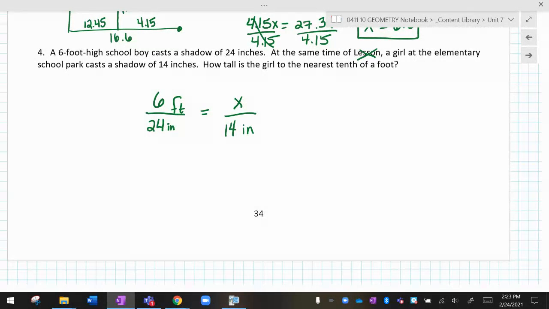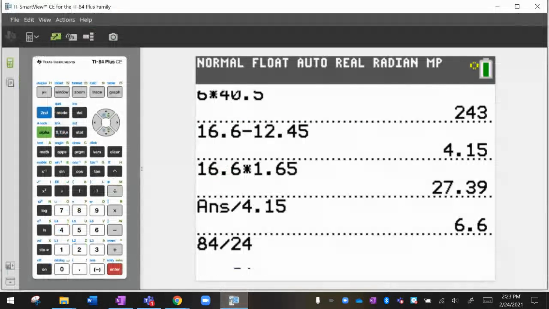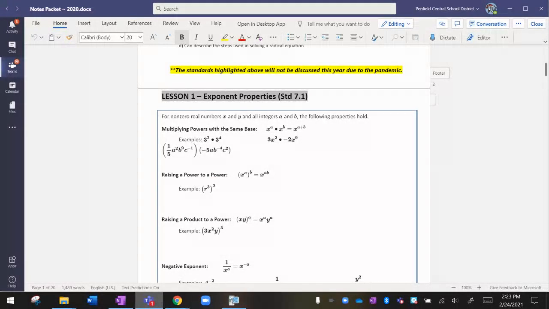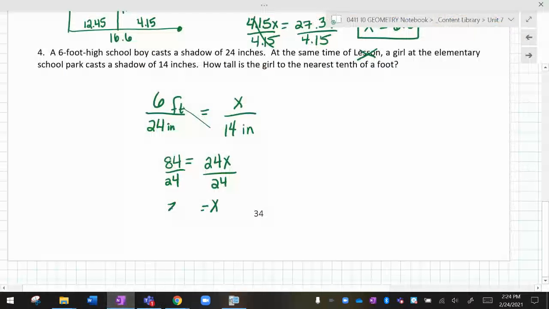If you are setting up a scale factor, the units have to match. But if you're doing a proportion, they do not need to match top to bottom. So I can leave it just like this. So 6 times 14 is going to be 84, equals 24x. And then if I divide by 24, I get 3.5. Keep picking the wrong thing. So the girl is 3.5 feet tall to the nearest tenth of a foot. All right, I said I was going to talk till 2:27. It's 2:24. Look at that.